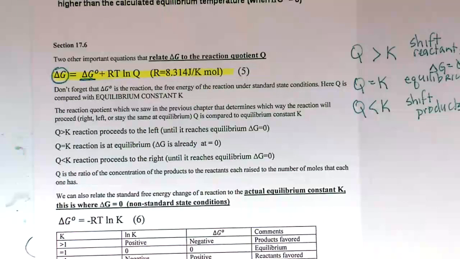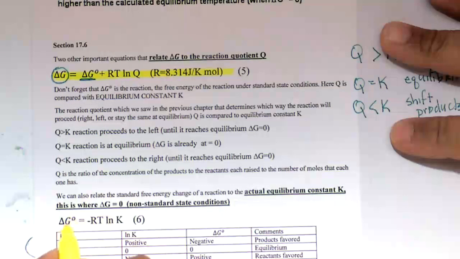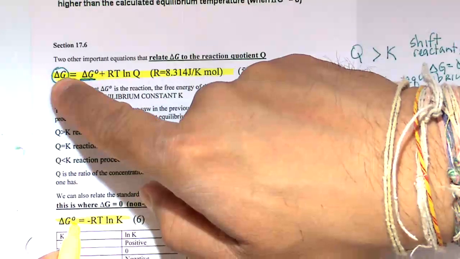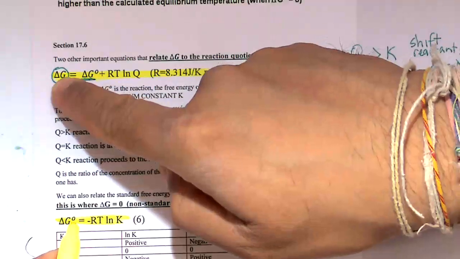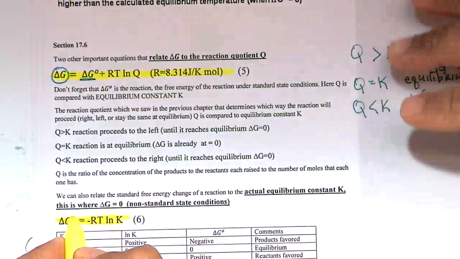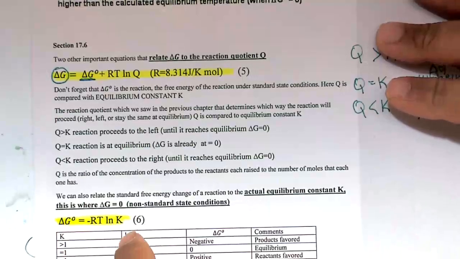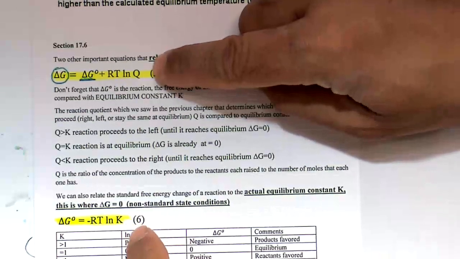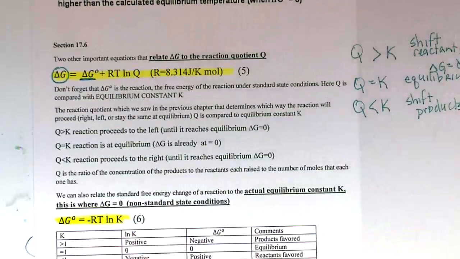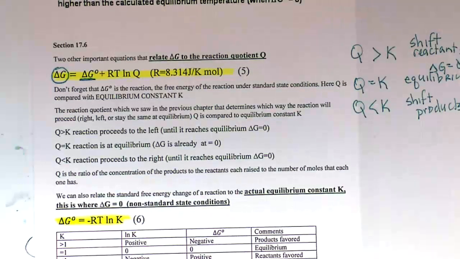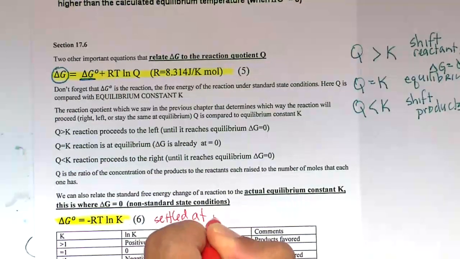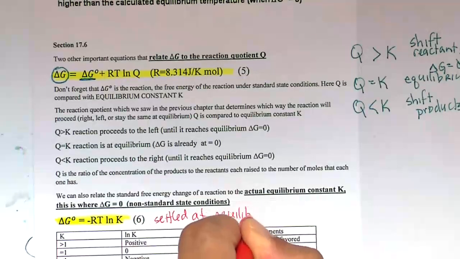Here's another equation I will give. Basically, this is plug and play. At standard state, this is equal to 0. When you're at equilibrium and there's no shift, this is equal to 0. And when you're at equilibrium, you're not at Q, you're at K. So this is at equilibrium, where the reaction has settled, either this way or this way, and this is the equation you will use.